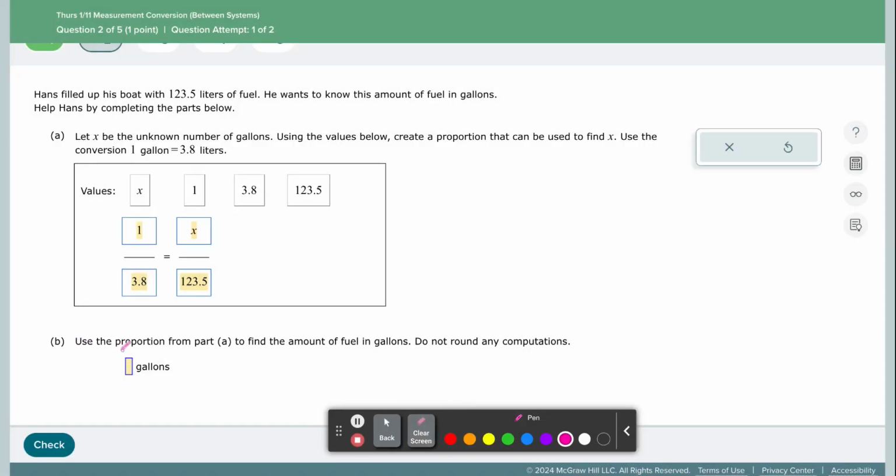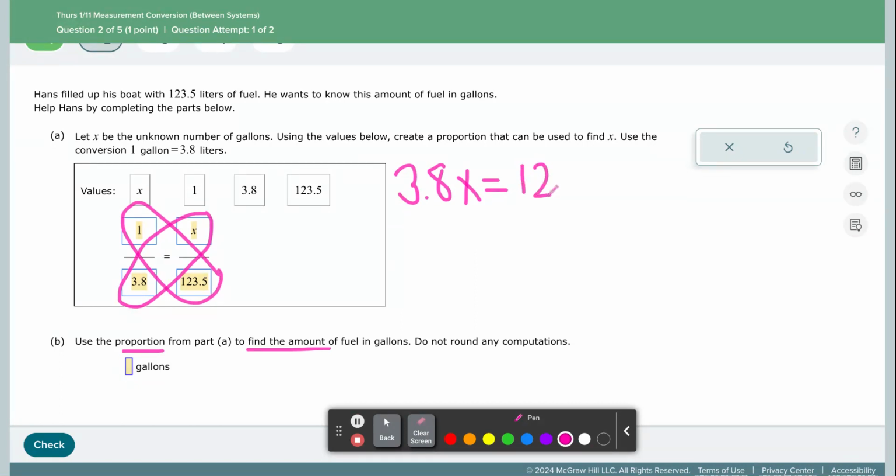Part 2 is just like, hey, use that proportion to find it. So let's cross multiply. I always start with my variable. So now I have 3.8 or 3 and 8/10 times x, so that's just pushing them together. Then multiply the other direction, cross multiply this way, and you get 123 and 5/10. Well, remember, it's an equation, so whatever you do to one side, you have to do the other.